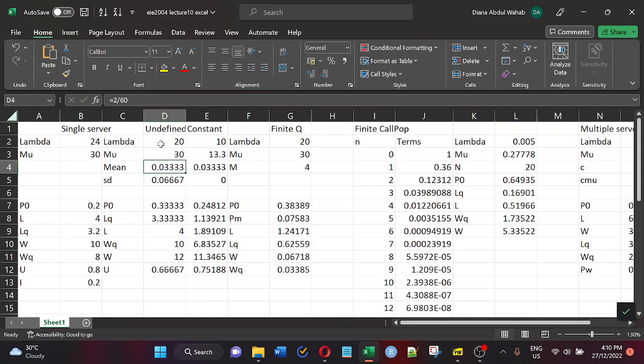errors in the calculation. So here I divide by 60 minutes, I get 0.033, and the standard deviation also 4 divided by 60 minutes. So this is in terms of hours. And then I just plug in all this formula, and this is what I get.